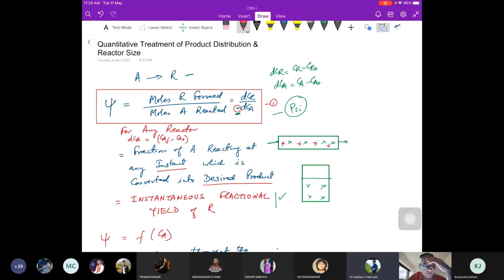सर वो psi तो 1 हो जाएगा ना फिर, क्योंकि एक ही use आ रहा है ना, जितना R फॉर्म होगा उतना ही रिएक्ट होगा.